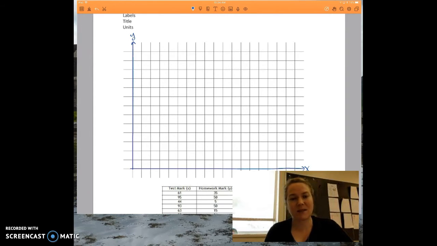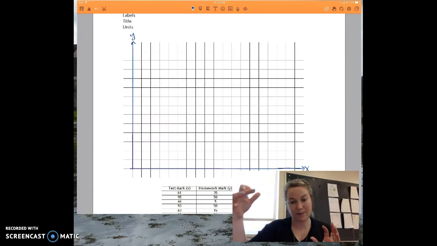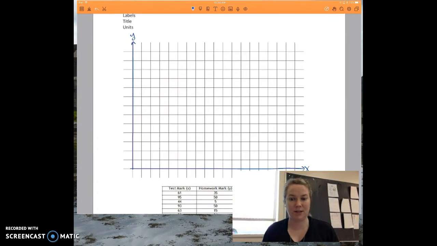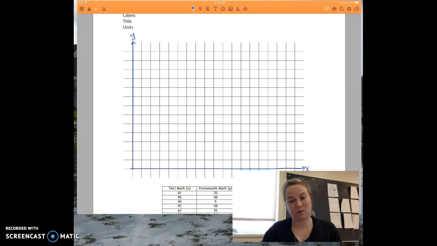Now the next part that we're going to do is we're going to label the axis. So what are we going to put on each axis? And a label has two parts. It has the title, the actual label of it, and it has units so that we know exactly what each point is going to represent.